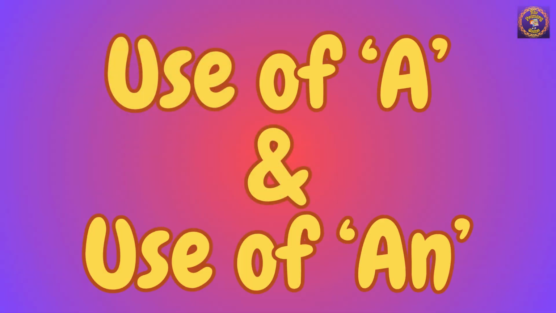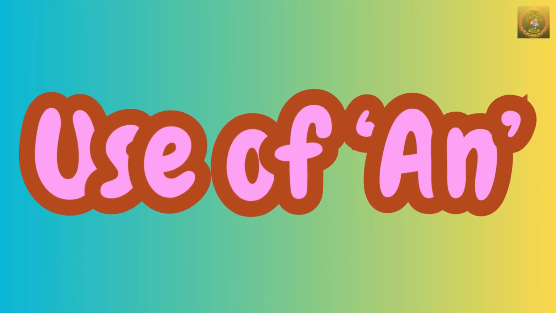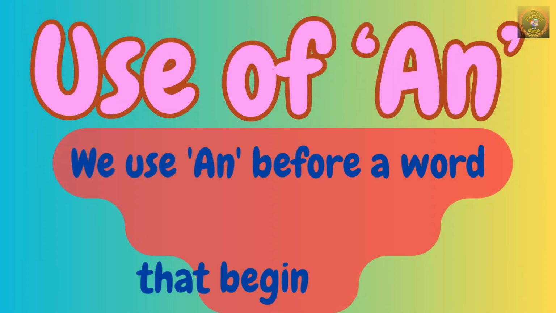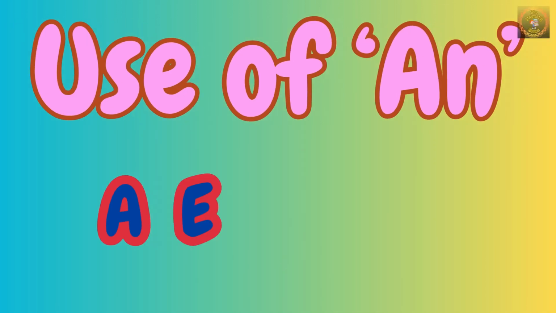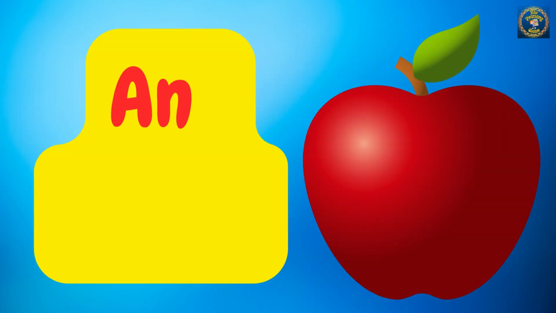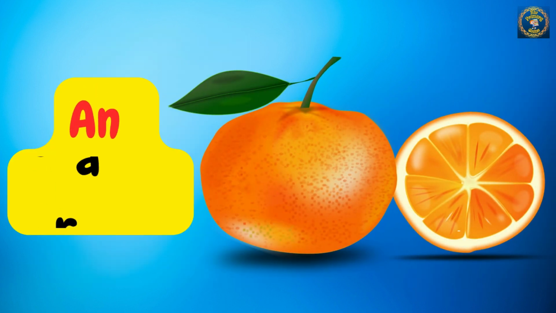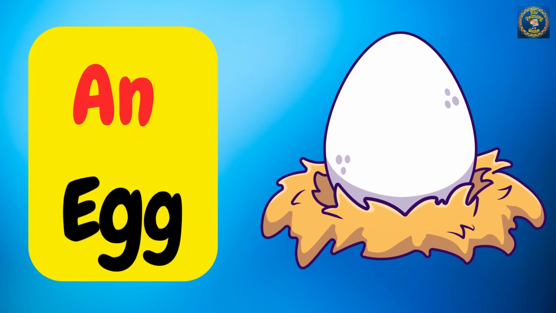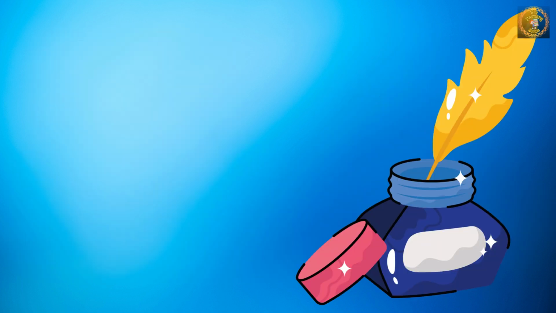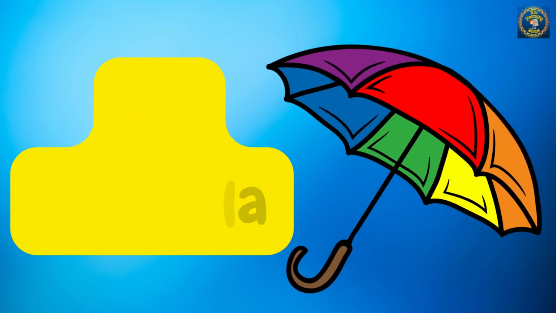Now we learn about the use of a and an. First, we see the use of an. We write an before a word that begins with a vowel, that is A, E, I, O, U. For example, an apple, an orange, an egg, an ink pot, an umbrella.